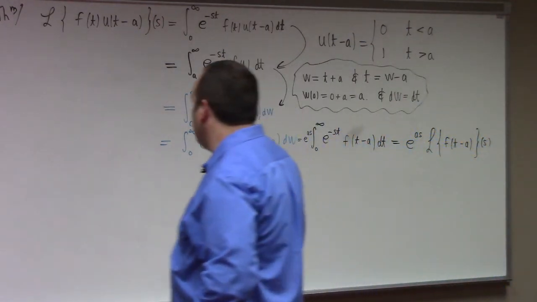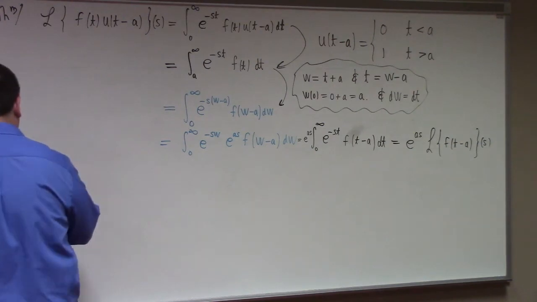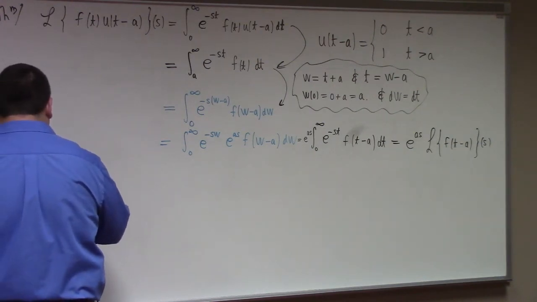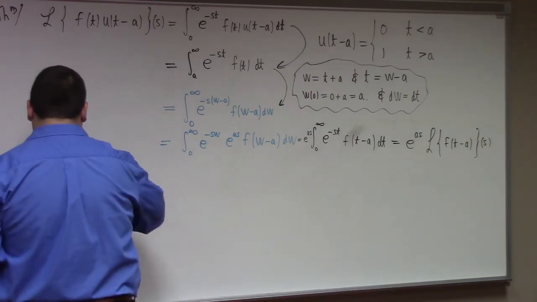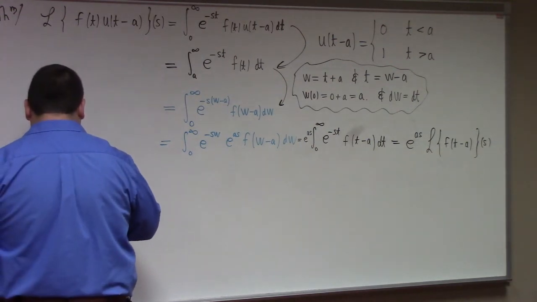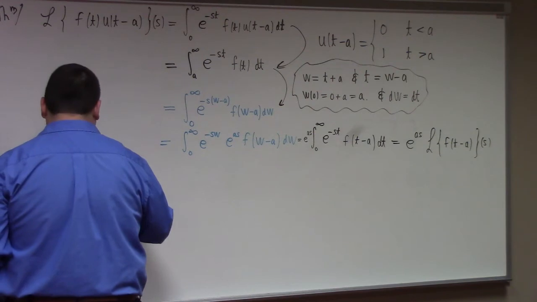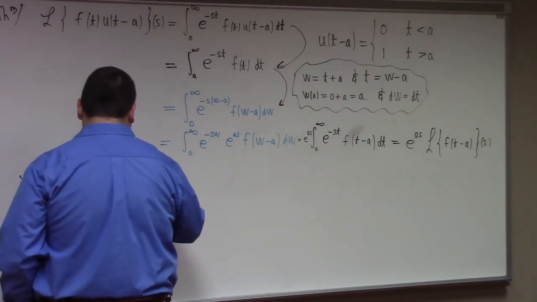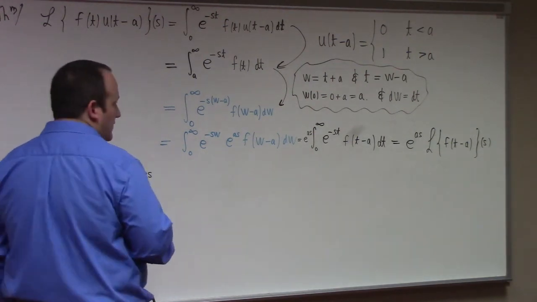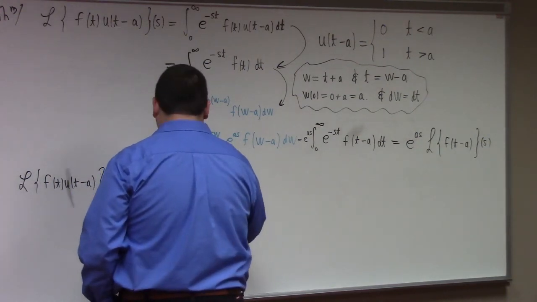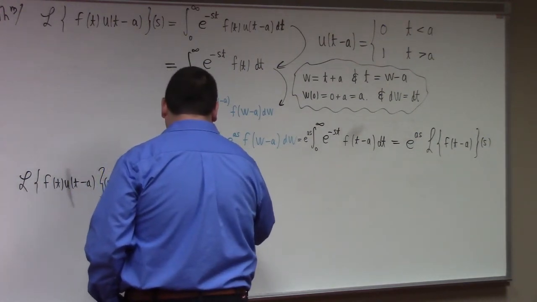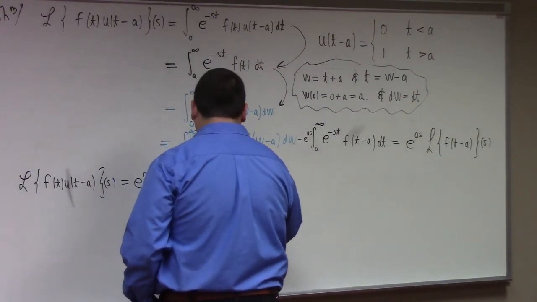So there you go. It took me a lot of time, but there it is. The Laplace transform of f of t times the unit step function at t minus a, of s, is equal to e to the as times the Laplace transform of f of t minus a, of s.